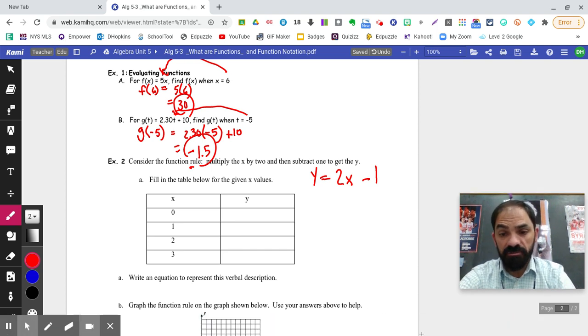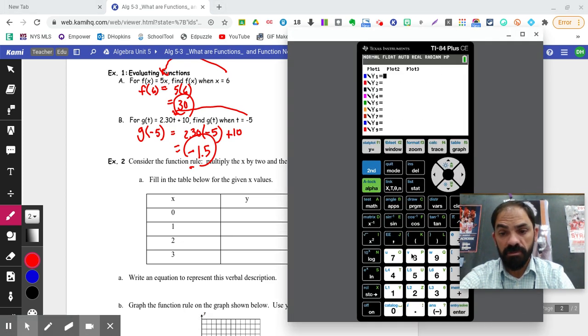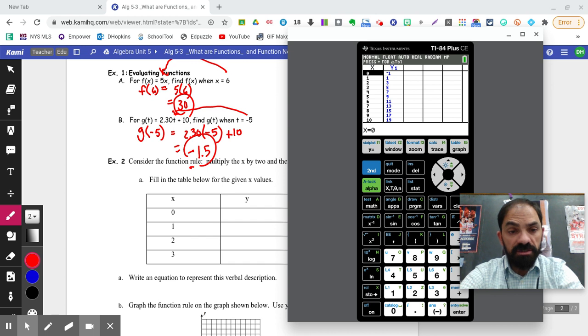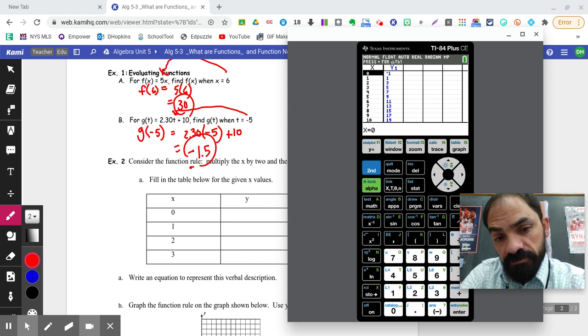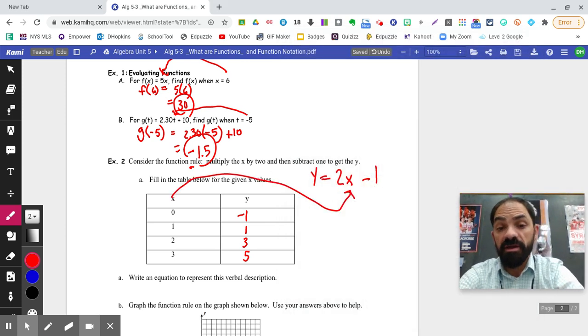I can go ahead and put that into my calculator. Go to y equals 2x minus 1. And I can go to my table, second graph. They already picked our x values in the table, 0, 1, 2, and 3. So on my table in my calculator, 0, 1, 2, and 3, I get negative 1, 1, 3, 5. Or I can plug all these x values in for x and do the math, and it does generate all of these.